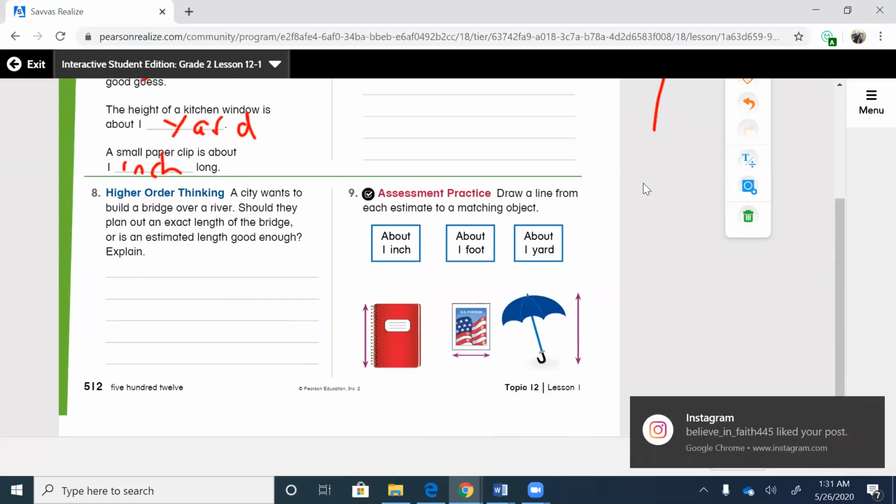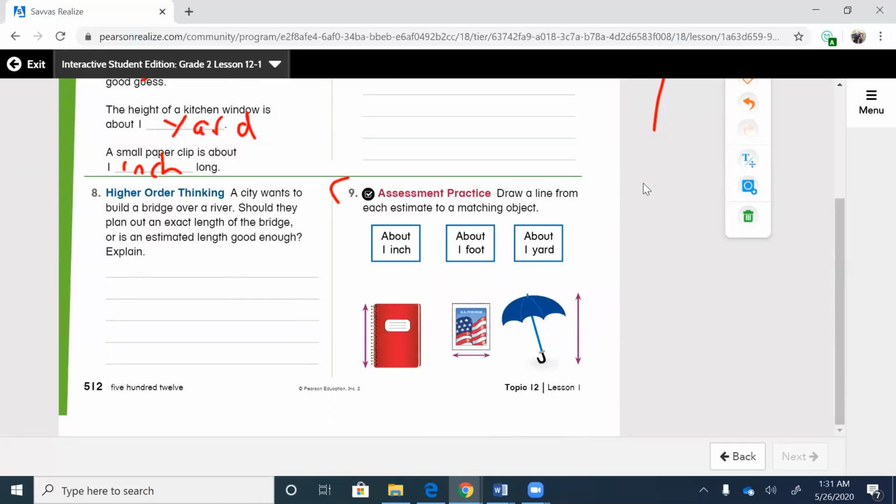Okay. Let's just do this last one here. Draw a line from each estimate to a matching object. All right, so we have a notebook, a stamp, and an umbrella. So a book is about 1 foot. How about the stamp? Inch or yard? Little, 1 inch. And umbrella is about 1 yard.